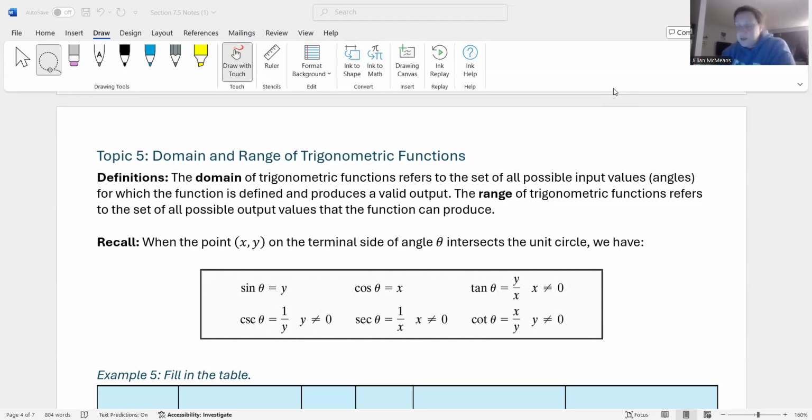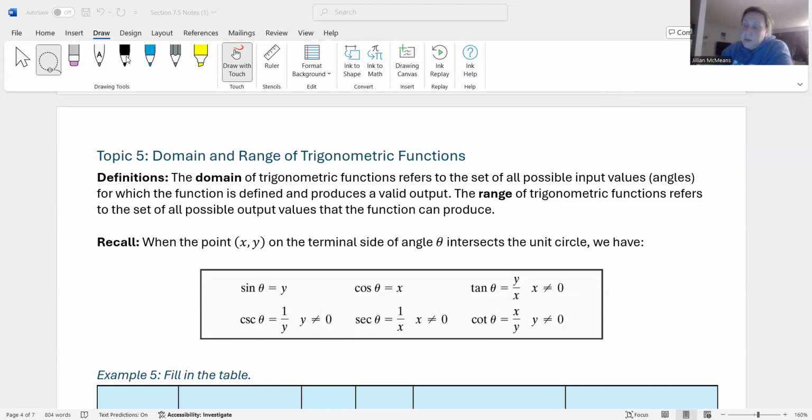Okay, so definitions. The domain of trigonometric functions refers to the set of all possible input values, which we need to understand in trigonometry. The input values are angles. It's not x, it's not y like it was back in 171. So we're looking for the set of all possible input values, which are angles for theta, for which the function is defined and produces a valid output. Okay? The range of trigonometric functions refers to the set of all possible output values that the function can produce.